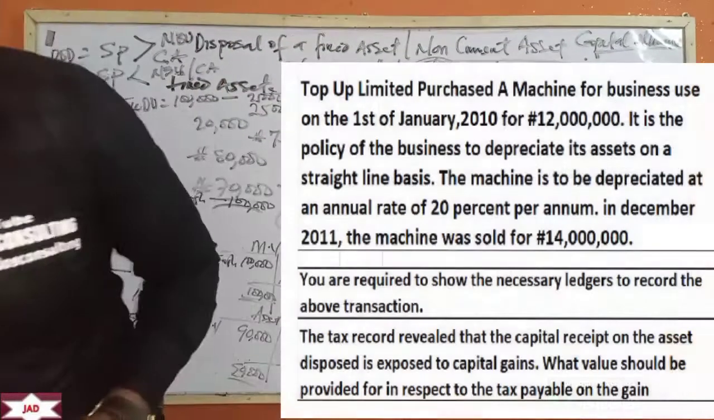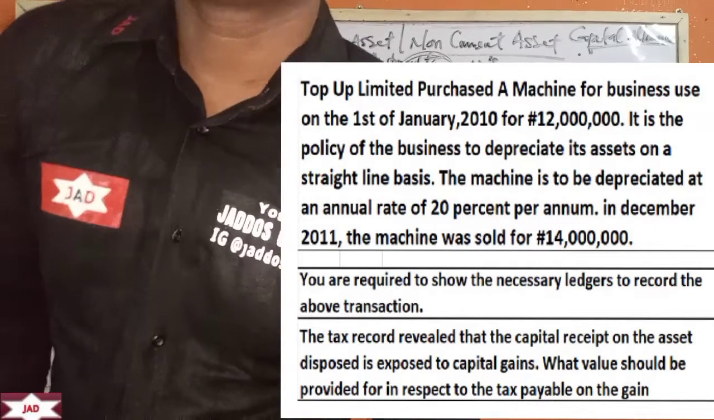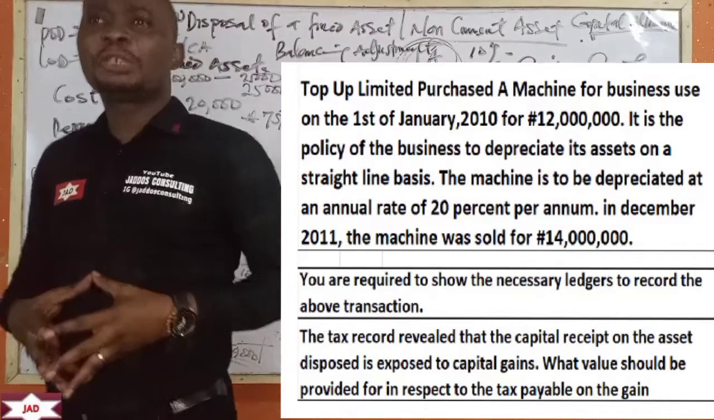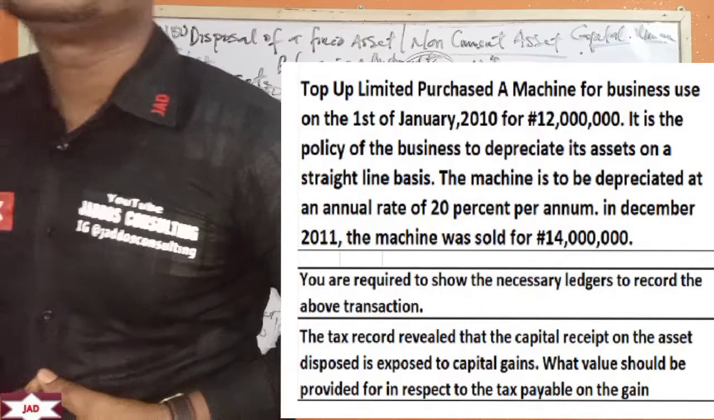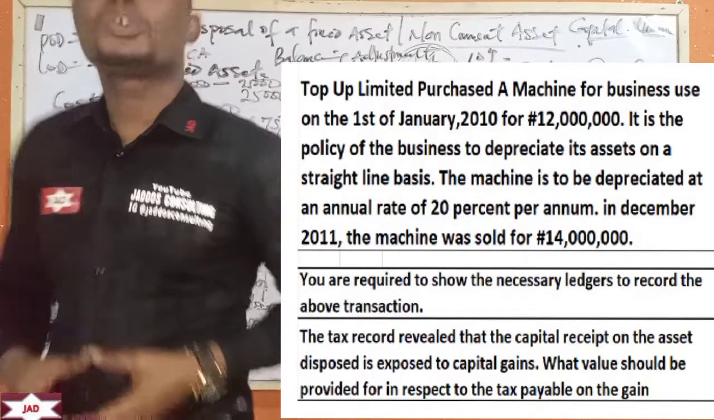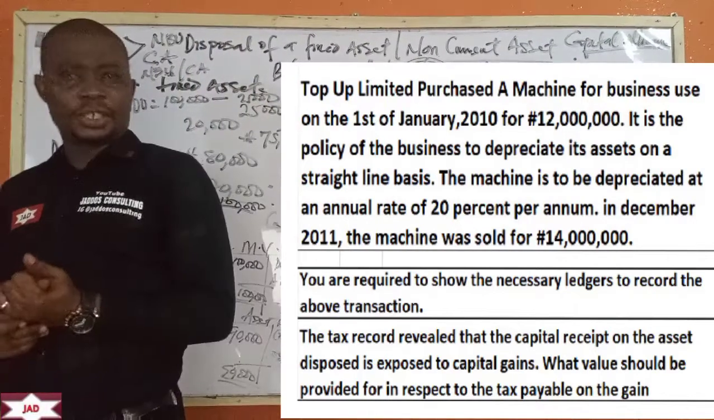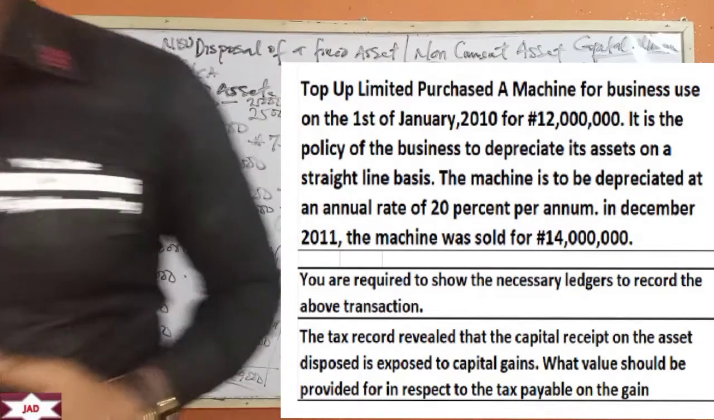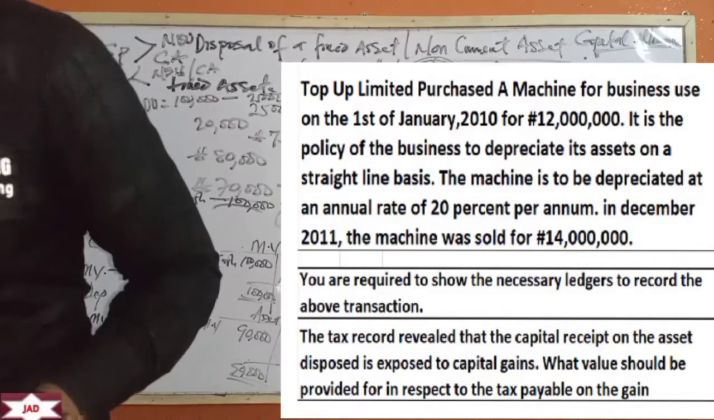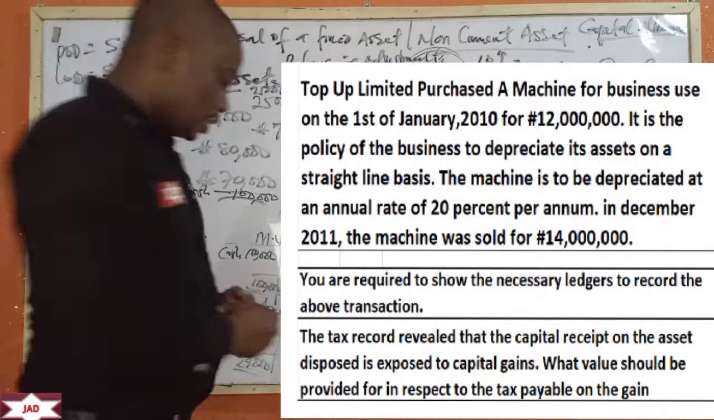Top Up Limited purchased a machine for business use on the 1st of January 2010 for 12 million naira. It is the policy of the business to depreciate its assets on a straight line basis. The machine is to be depreciated at an annual rate of 20% per annum. In December 2011, the machine was sold for 14 million. They are required to show the necessary ledgers to record the above transaction. And then we have the tax record review that the capital received from the asset disposed is exposed to capital gains. What value should be provided for in respect of the tax payable on the gain?